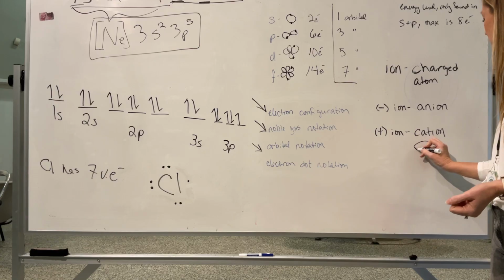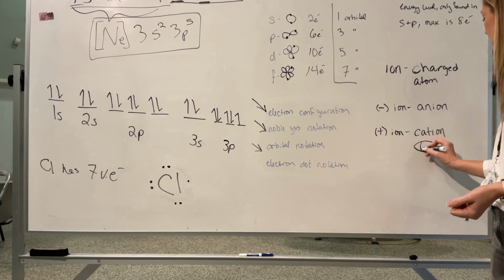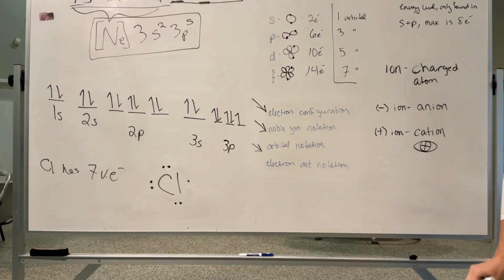Somebody in my last class drew a cat's eye to remember that. So it's just cation, with the positive plus sign in it, if that helps you remember what those are.